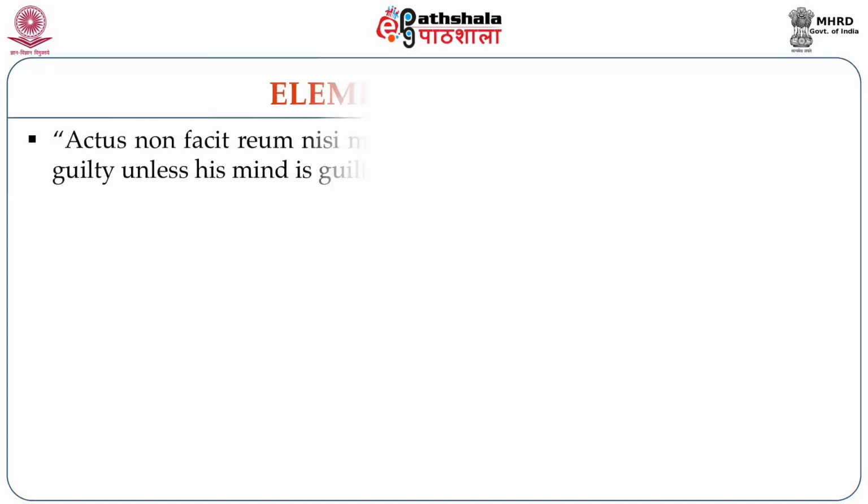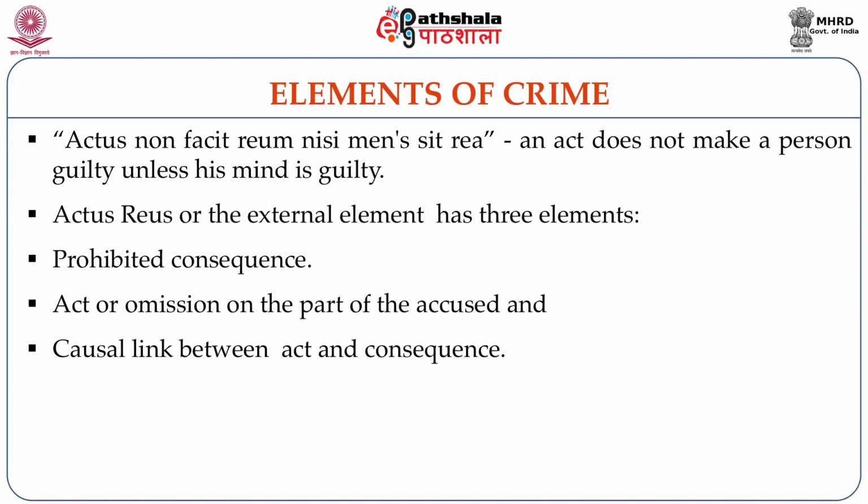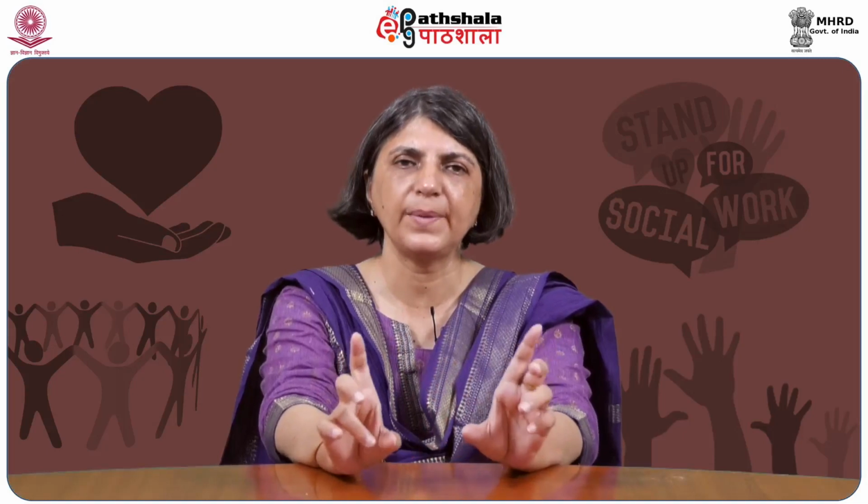So there are two aspects to criminal law, and this stems from the legal maxim, actus non facit reum nisi mens sit rea. That means an act does not make a person guilty unless his mind is also guilty. So there are two aspects. One is the act itself, and the other is your mental intention. Mental intention is known as mens rea. It's a Latin maxim. The act itself should be of three types. One is that it should have a prohibited consequence. There should be an act on the part of the accused, and there should be a causal link between the consequence and the act. So these three aspects have to make the act.